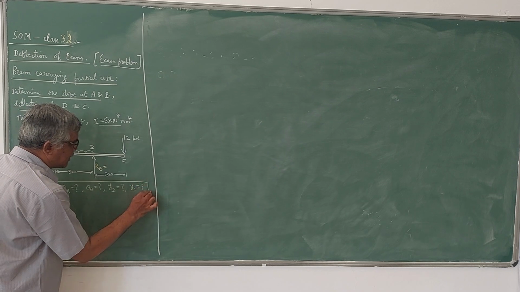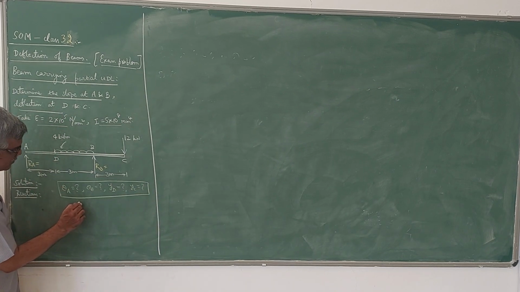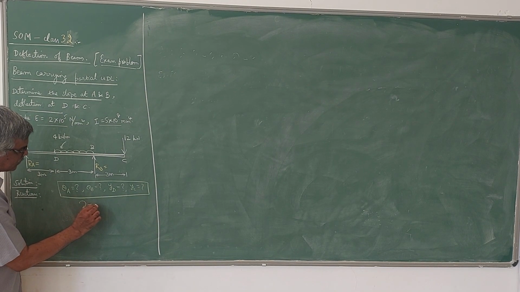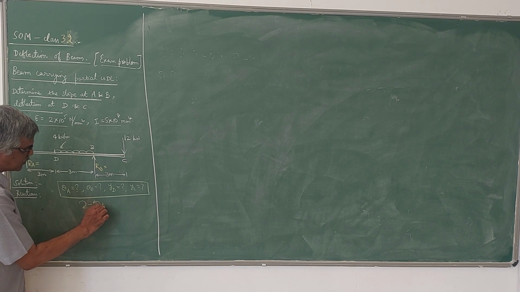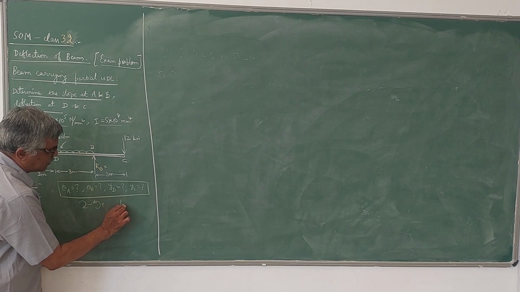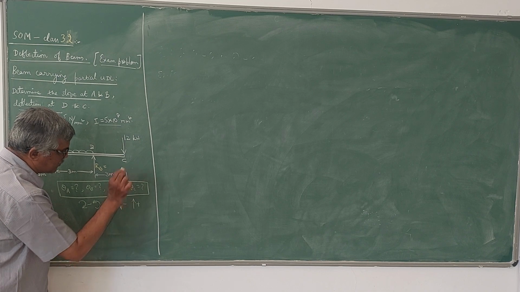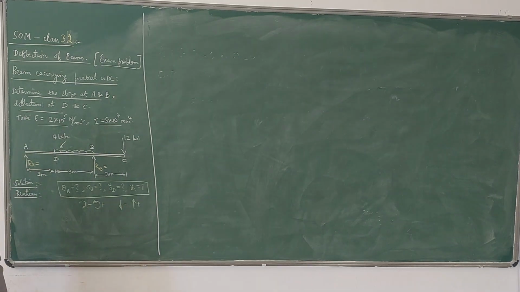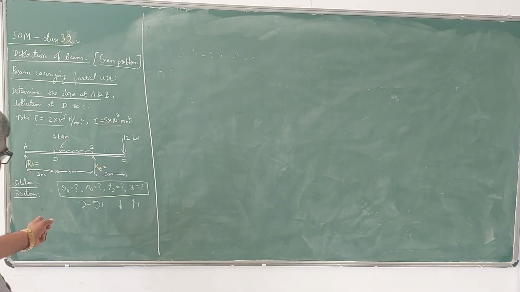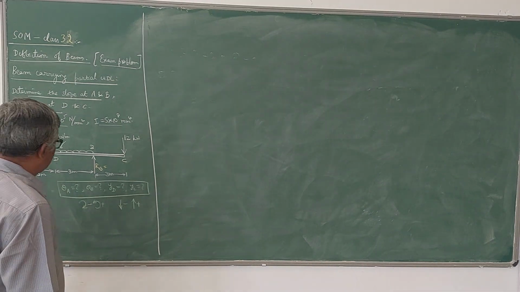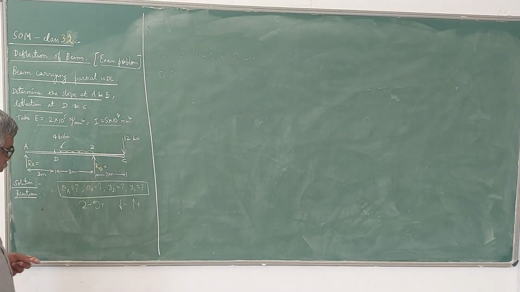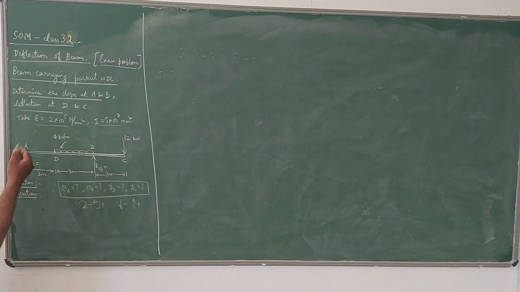So according to our sign convention, for the slopes, clockwise is negative, anti-clockwise is positive. For deflection, downward is negative, upward is positive. So depending on the value what we are going to get, we have to decide the nature of the deflection and the slope. Now the solution works like this.